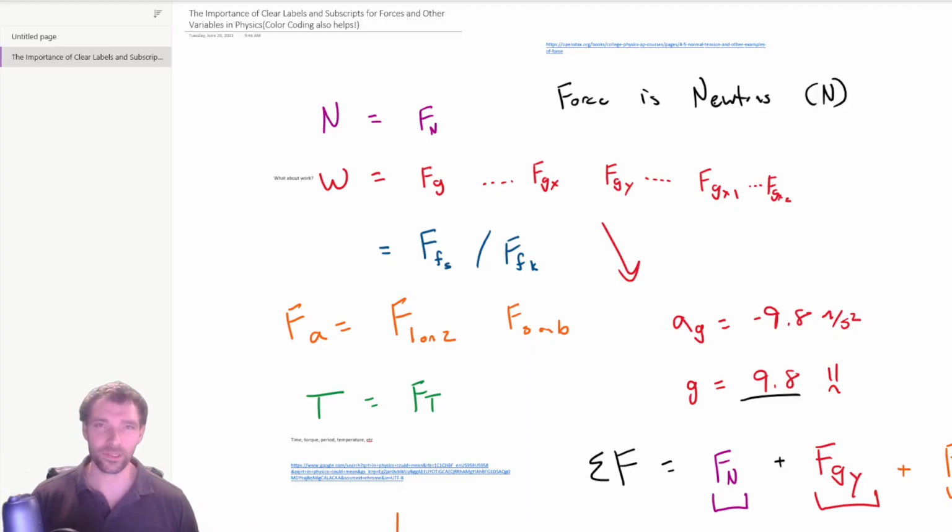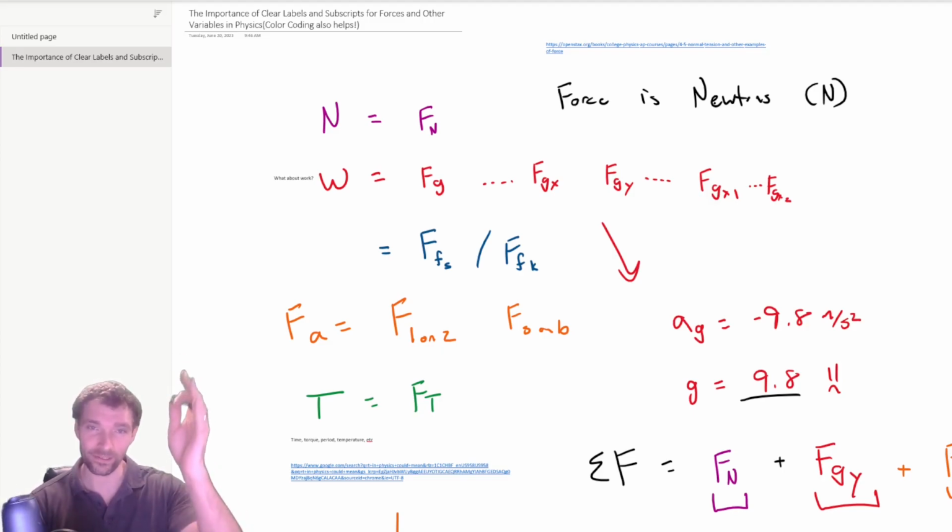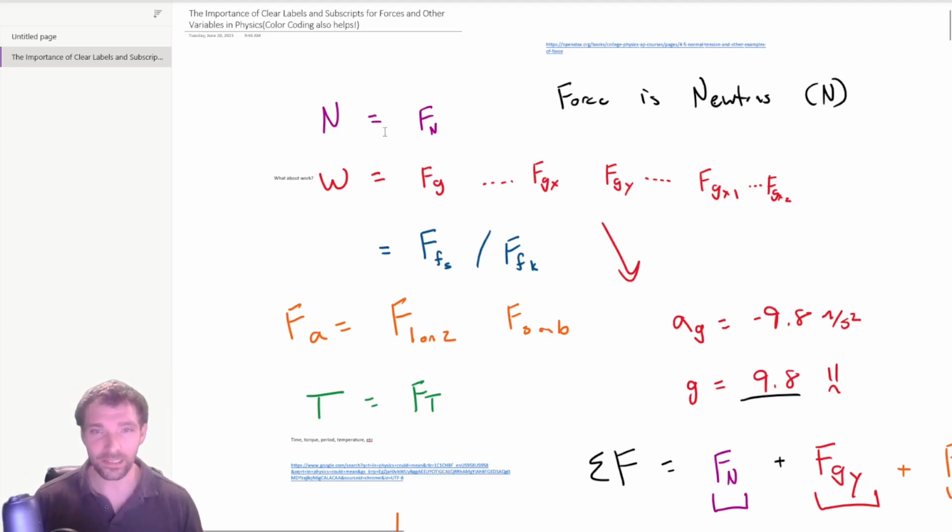Hi, my name is Andrew McLaren, and today I want to talk to you about how we can use subscripts and labels with a consistent letter for a certain variable. Where we have, for example, forces, you can use F as a consistent variable and then have these subscripts on it. And you can kind of see right here where I've got F of N.